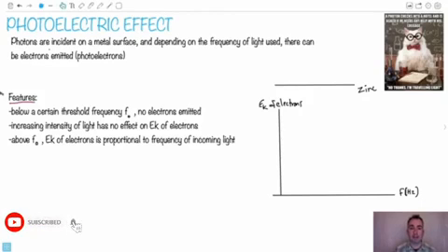The photoelectric effect is something that shows up a lot on exams. And the good news is it's not actually that hard.